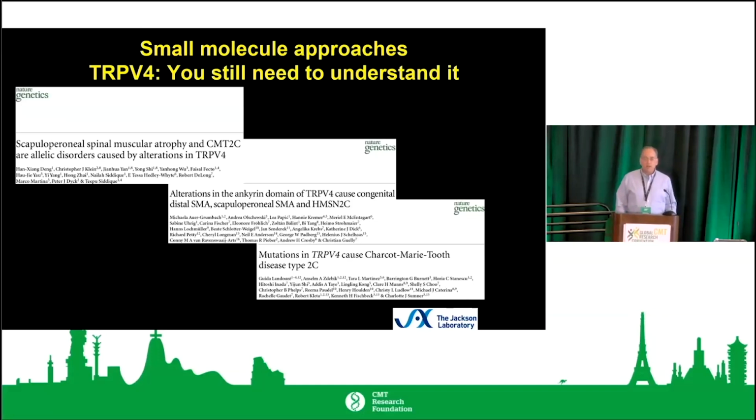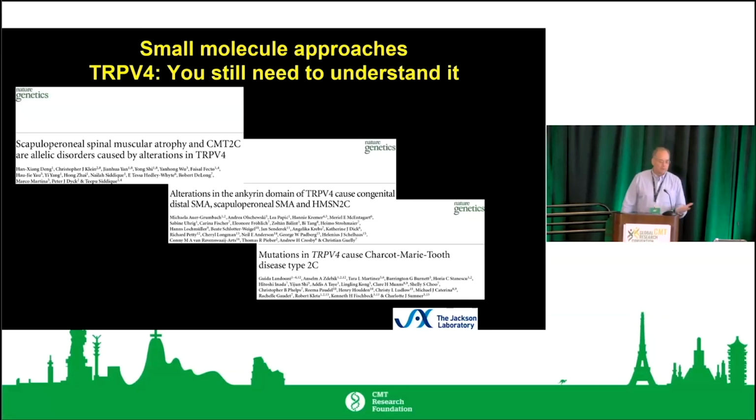So this is an ion channel, and ion channels are great drug targets. You can typically get agonists that turn them on and antagonists that turn them off. So they're attractive candidates for developing therapeutics. But I listed the three papers here that were all published back to back when this gene was identified as a causal CMT gene. And it's worth noting that two of these papers thought it was a gain of function, and one of the papers thought it was a loss of function, right?